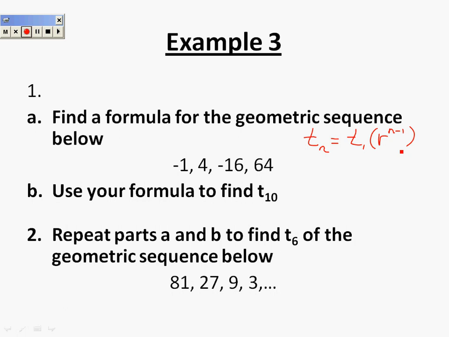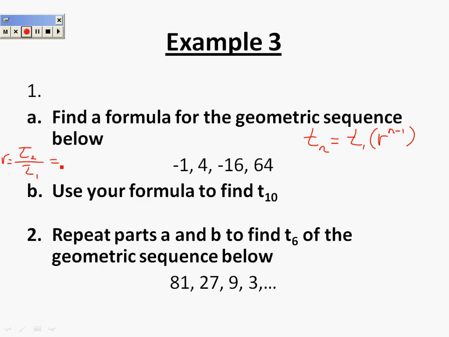Okay, now how do we find the r? Do you guys remember? What do we do, Luther? Yeah, we do T2 divided by T1 to find the r. You could do any two consecutive terms. It does not have to be T2 and T1. You could do T3 divided by T2 or T4 divided by T3. It doesn't matter so long as they're two consecutive terms. But these ones are the easiest because the numbers are usually smallest.